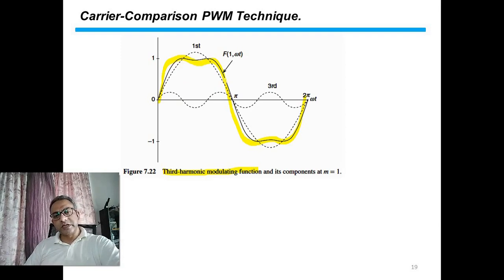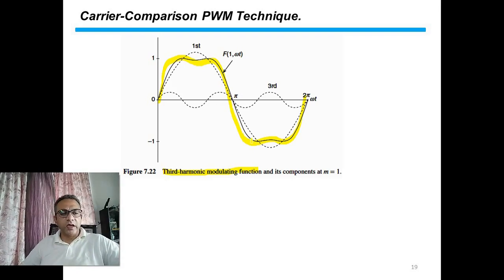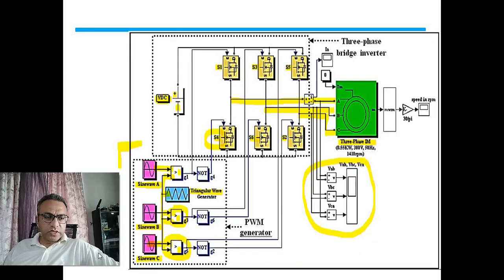If we use this special function as our modulating function and compare it with the carrier signal, then the resulting PWM will be free from third harmonics. So this was just the closing remarks for the carrier comparison. This brings us to the end of the carrier comparison PWM technique.